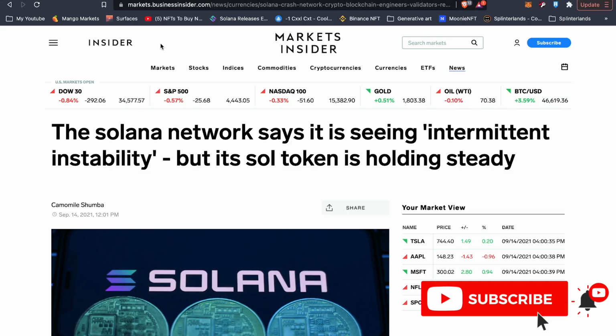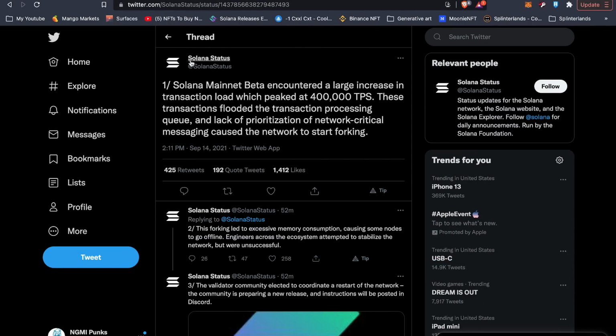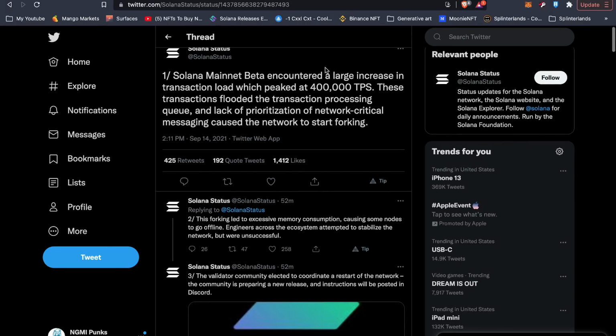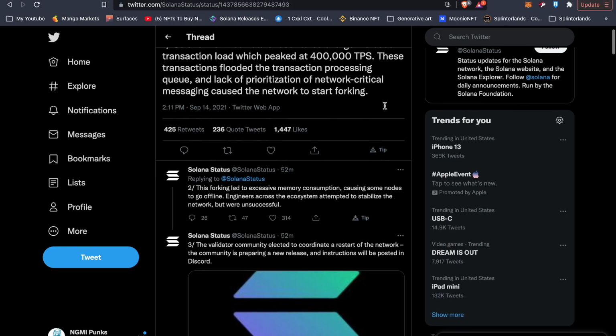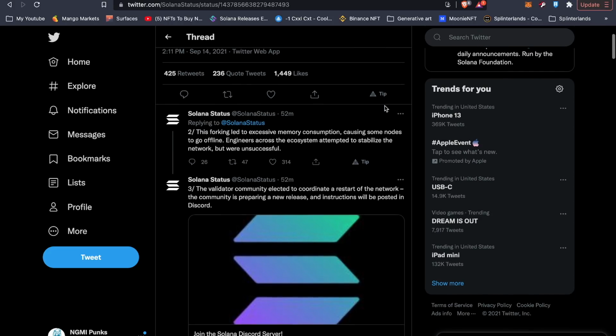All of the validator nodes are going to be restarted. If you check on Twitter, this is essentially the breakdown coming from Solana themselves. The mainnet beta encountered a large increase in transaction load, which peaked at 400,000 transactions per second. These transactions flooded the transaction processing queue, and lack of prioritization and network critical messaging caused the network to start forking. This forking led to excessive memory consumption, causing some nodes to go offline.